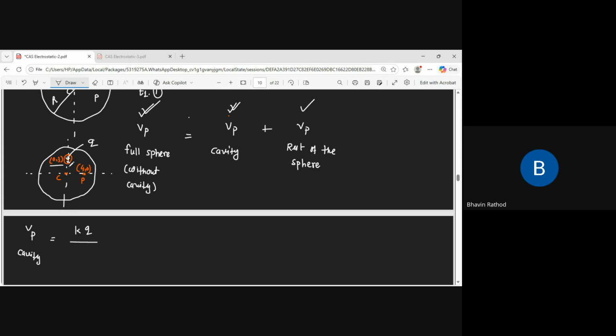You can see this is 3 and this is 4, so the distance is going to be 5 centimeters, so 5 into 10 raised to minus 2. Q we can find out because we are given the density, into 4 by 3 pi and the radius of the cavity, which is 1 centimeter. My point is basically all these numbers are given to us, so we can find VP cavity also. That is how we can solve for VP of the rest of the sphere.